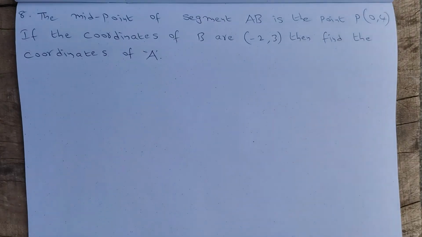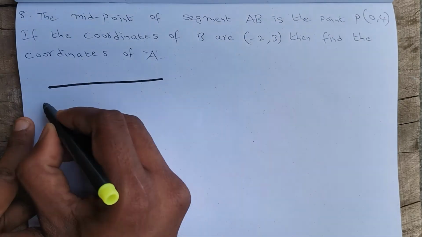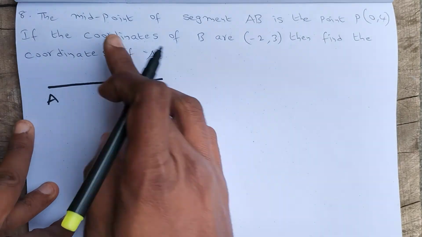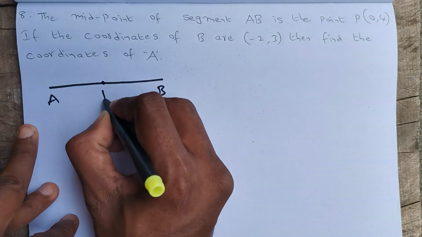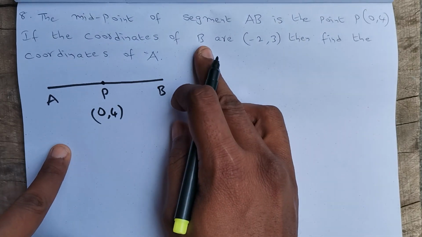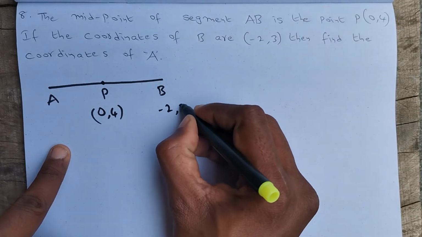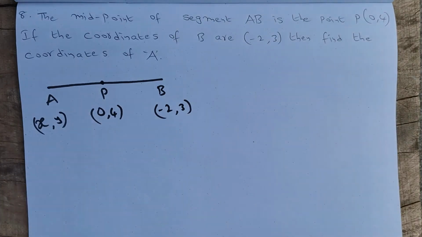Okay, then let's have a look at question number 8. The midpoint of segment AB is the point P (0, 4). If the coordinates of B are (-2, 3), then find the coordinates of A. What is it saying? We have a segment AB. The midpoint is point P, somewhere here in the middle, exactly the midpoint. P coordinates are given as (0, 4) and B coordinates are given as (-2, 3). Then we are asked to find the A coordinates. I am taking it as (x, y).